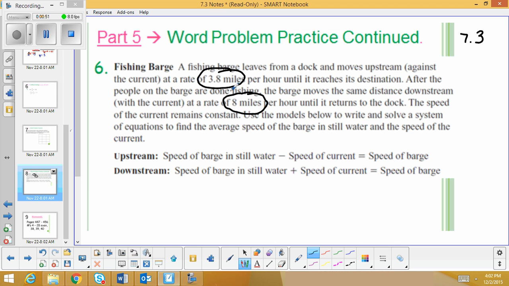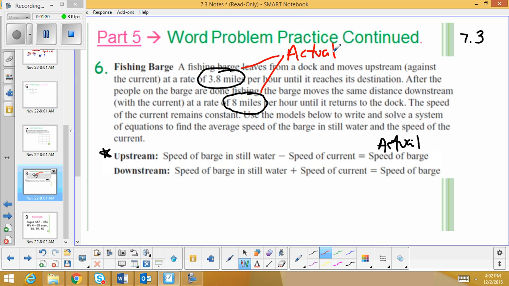Down here at the bottom, they provide you a lot of help. When you're moving upstream against the current, the speed of the barge in still water, what the actual speed would be, you have to take away the speed of the current. It's kind of like going against the wind if you're in a plane or something, and that gives you the actual speed. What I want to make sure that you understand, because it is a little unclear, especially if you've never done a problem like this before, is that both of these are actual speeds, like what's actually happening.